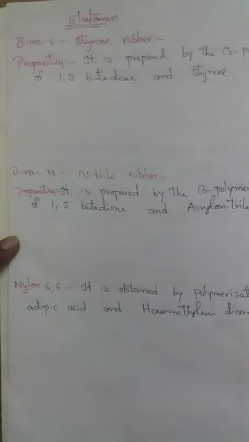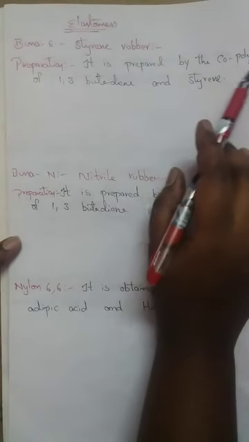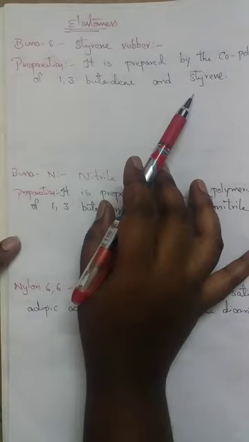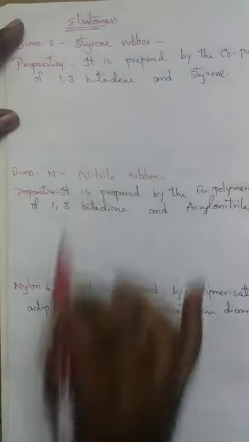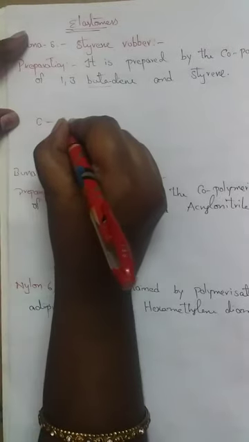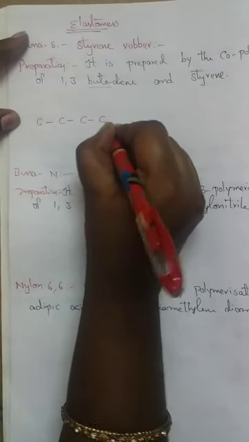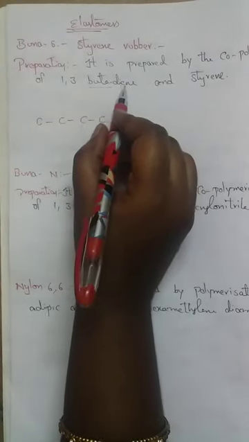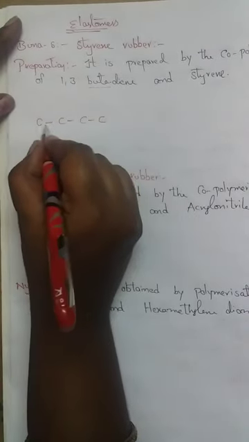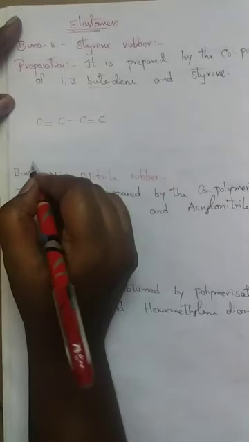Styrene rubber is prepared by the copolymerization of 1,3-butadiene and styrene. So how can 1,3-butadiene be prepared? Buta means 4 carbons: C, bond, C, bond, C, bond, C. Di means 2. Ene means double bond, where the double bonds will be in the first place and third place.